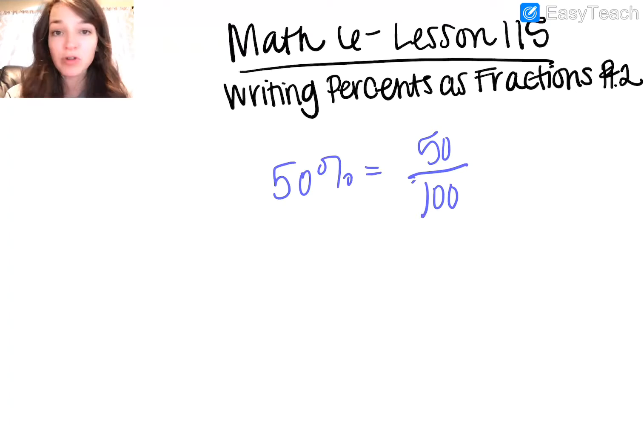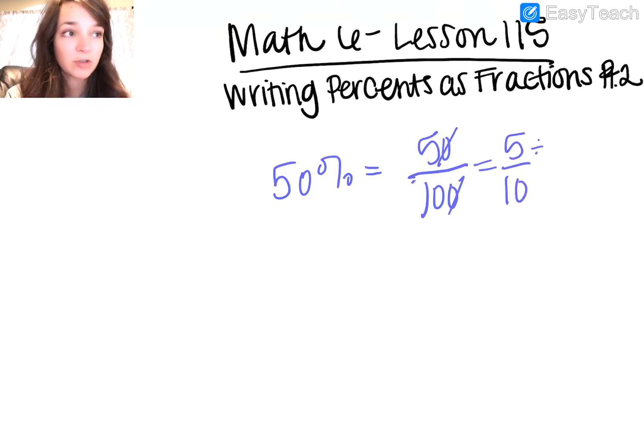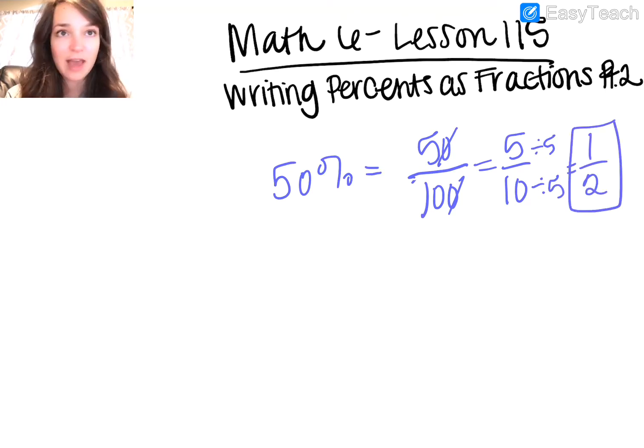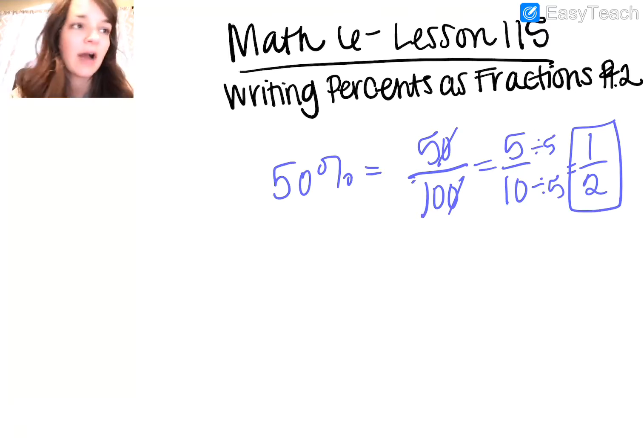Then we just simplify. So the easiest thing to do here is when you have two zeros at the end, you can always cross those out. So then we're just looking at 5/10, which we know can both be reduced by 5. So then my answer here would end up being 1/2. Anytime you see that, you already know how to do that type of turning percents into fractions.